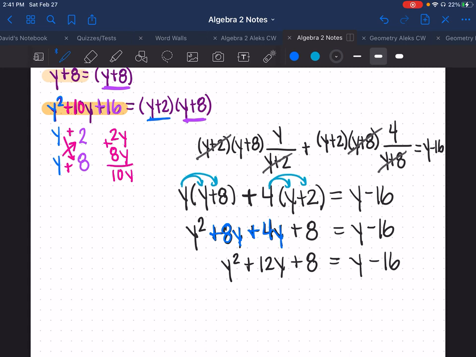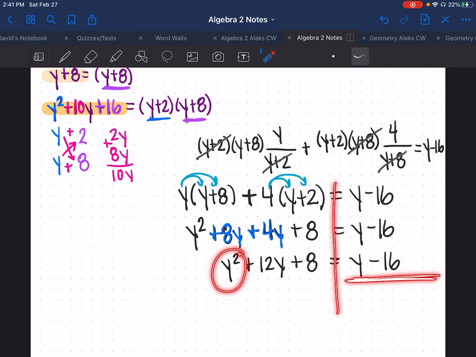I do not see the y squared disappearing. And the reason I don't is I'm looking at both sides of my equal sign. I see the y squared here, but there is no y squared on this side. So it's not going to disappear, which means I have to factor.